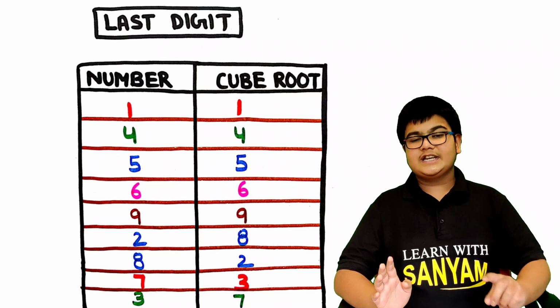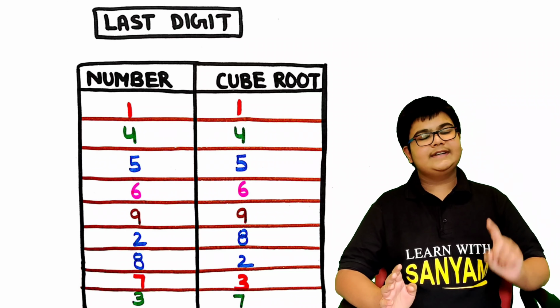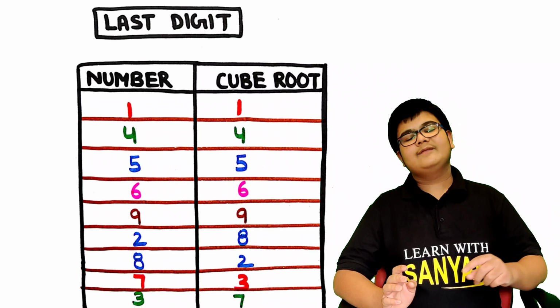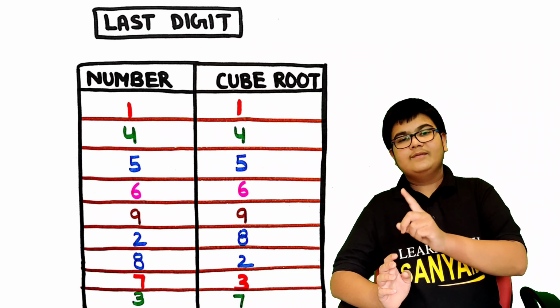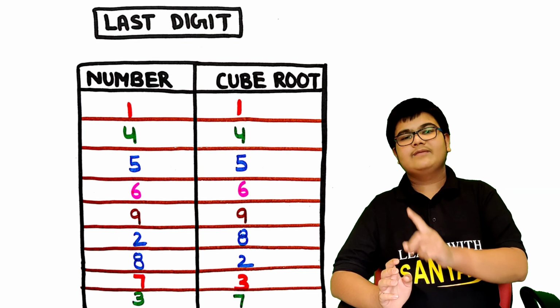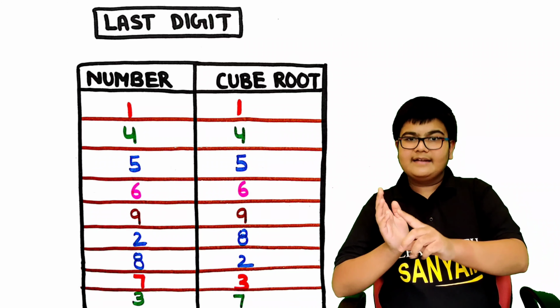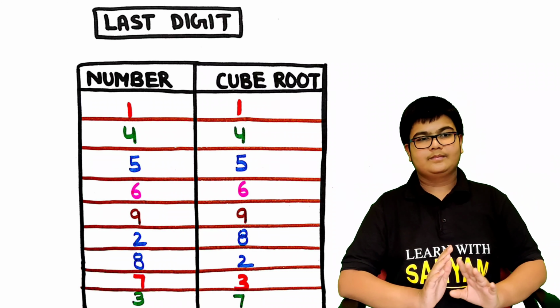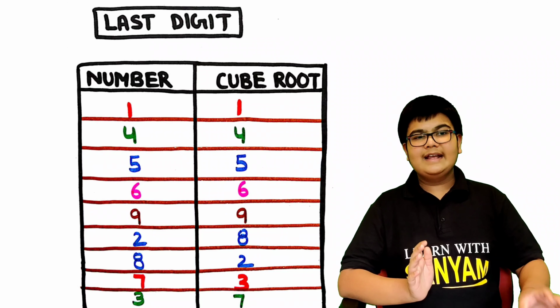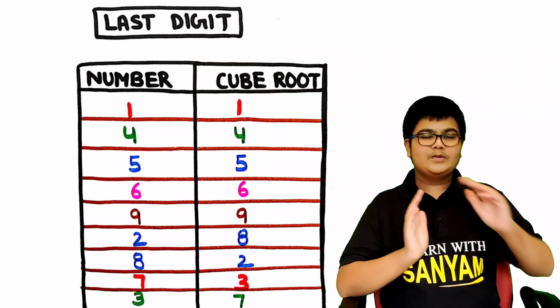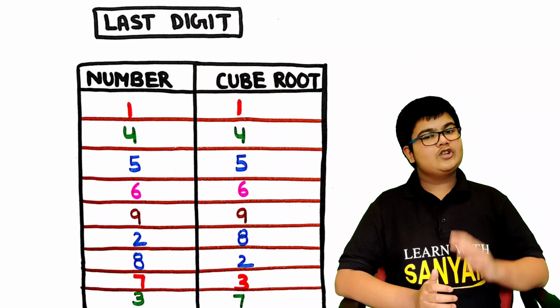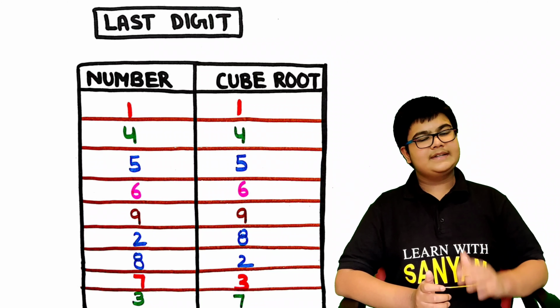There will be a change in only four numbers: 2, 8, 3 and 7. When it is 2, in the cube root we will put 8. The last digit will be 8. And when it is 8, it will be the opposite, it will be 2. Similarly, when it is 3, in the cube root we will put 7, and when it is 7, we will do the opposite and put 3. So I hope that you will be easily able to remember this table.